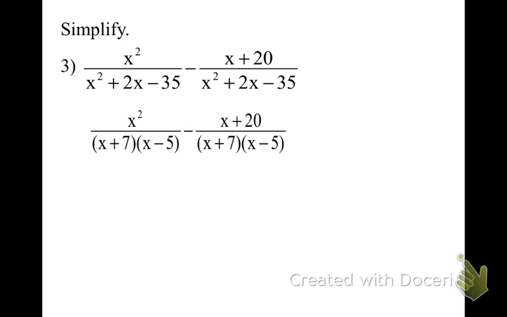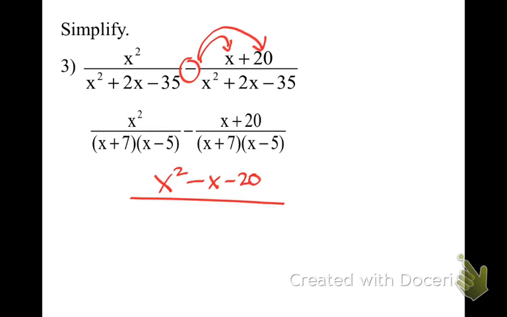We can factor that denominator to x plus 7 over x minus 5. We don't need to write it twice. I probably wouldn't have. And I would have gone right to just that minus distributing. Sometimes I go right away when I see this and I distribute it. In my second line, I'm writing x squared minus x minus 20. You understand? All over x plus 7 times x minus 5.